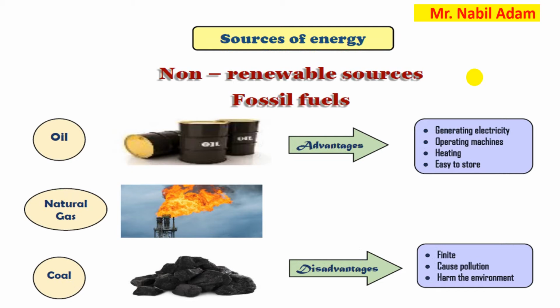What are the advantages of oil? Oil is used for generating electricity. Operating machines. Heating. It's easy to store. And of course, natural gas and coal have these advantages.